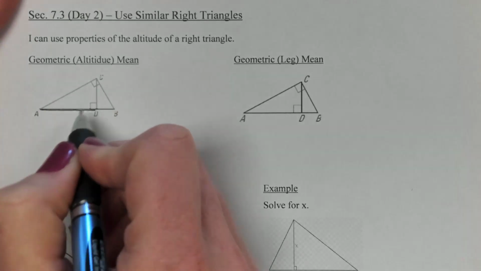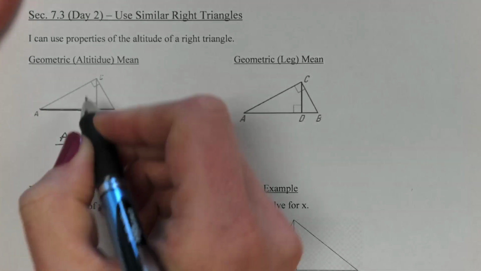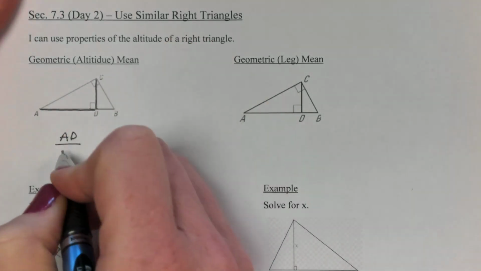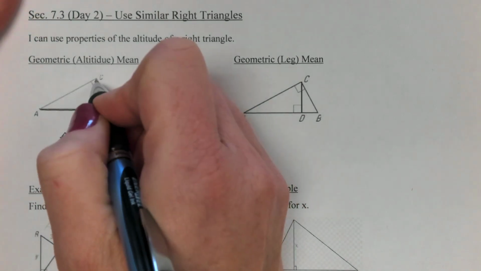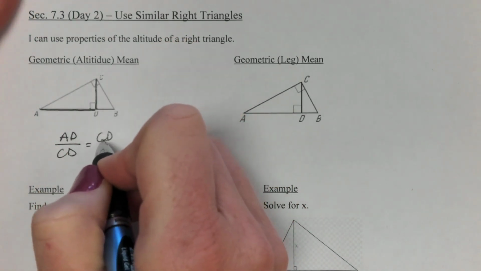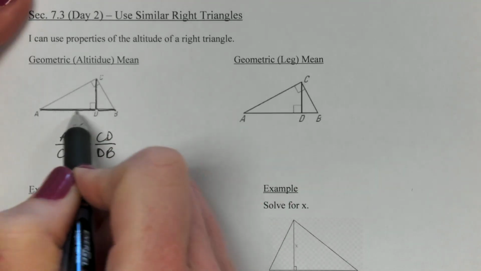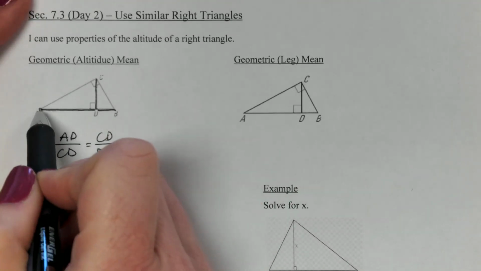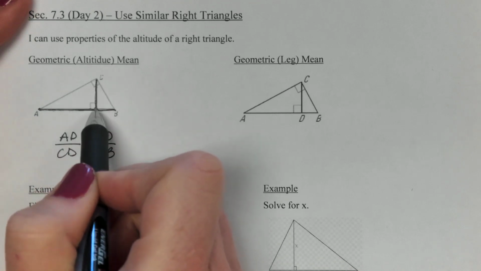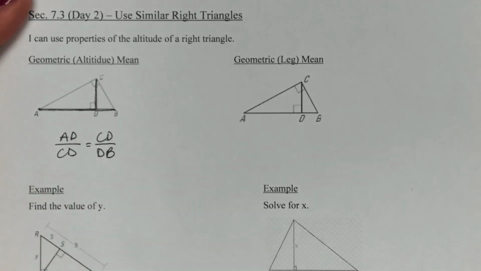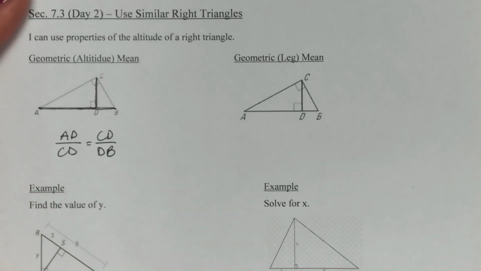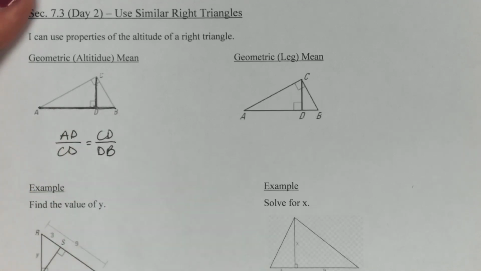You're going to take AD, and put that over the altitude, so CD. Then you're going to come back down the altitude, so CD, and then go out the side, so DB. It almost forms kind of like a T here in the middle. So you start at a corner, go to the T, up, back down, and out. And that is going to be your proportion in order to solve for any one of those missing lengths.